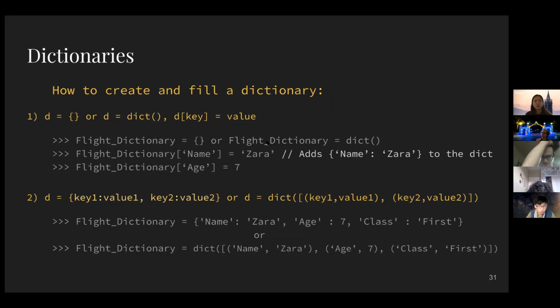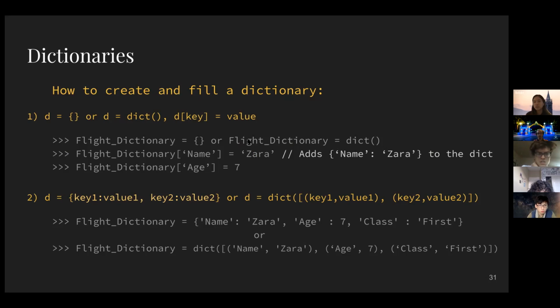And so if we want to create a dictionary, you can do this in two different ways. The first way is you initialize an empty dictionary using the curly brackets or using dict parentheses. This is like a built-in function like max or min, and Python already recognizes the word dict, so you don't have to do anything special with that. So in this first line, these are two ways to initialize the flight dictionary.